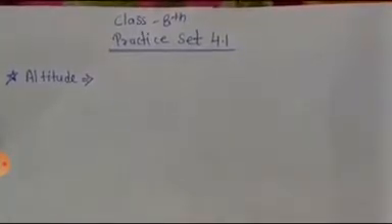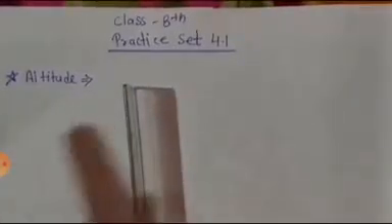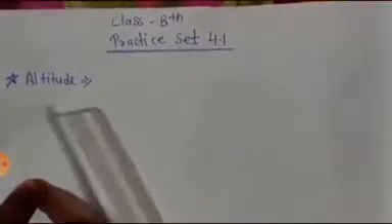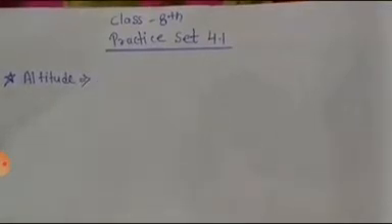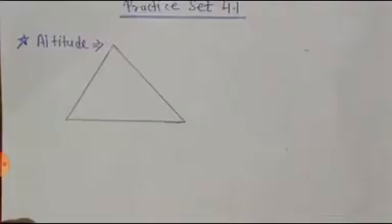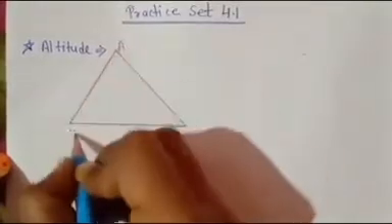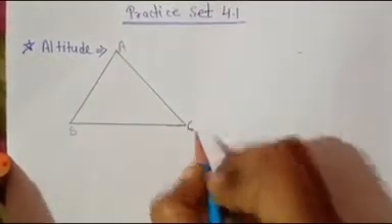First, altitude. Altitude means height. If you have any triangle, the height of the triangle is also called altitude. Altitude makes 90 degrees. Altitude is a straight line of a triangle. Suppose you have a triangle ABC.